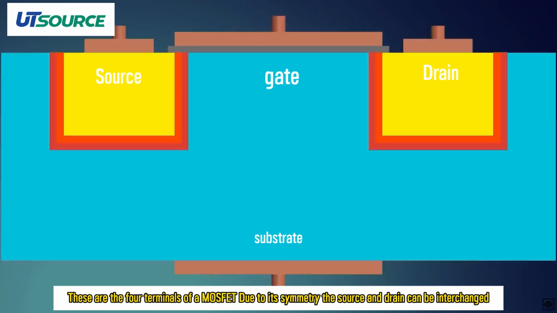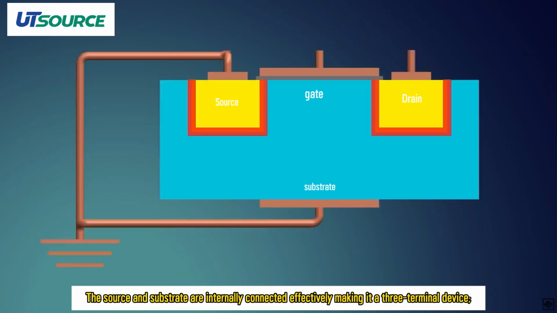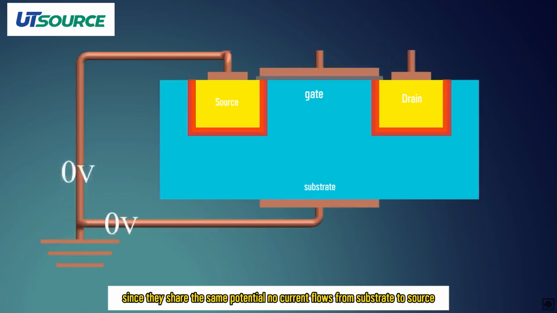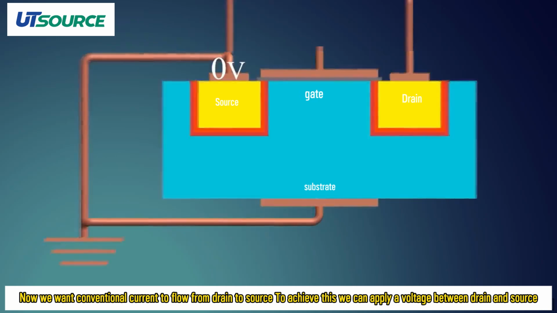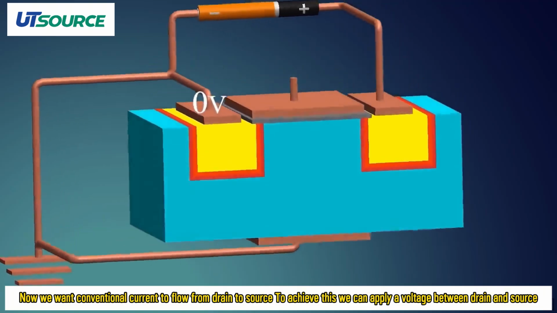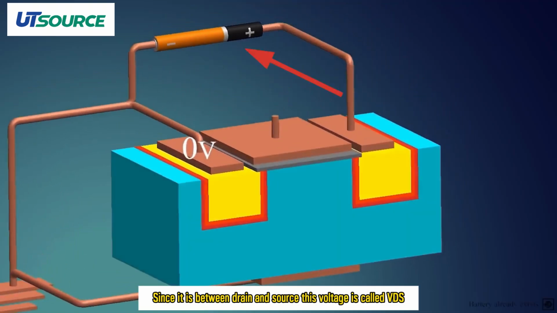Due to its symmetry, the source and drain can be interchanged. The source and substrate are internally connected, effectively making it a three-terminal device. Since they share the same potential, no current flows from substrate to source. Now we want conventional current to flow from drain to source. To achieve this, we can apply a voltage between drain and source. Since it is between drain and source, this voltage is called VDS.